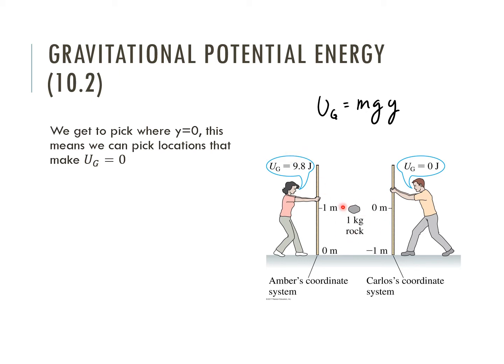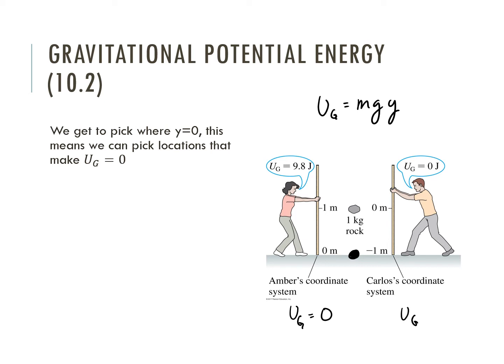For Carlos though, m and g are the same, however y is now 0. So the gravitational potential energy would be 0 where the rock is starting. Now when the rock hits the ground, they would have the same change in gravitational potential energy. So when it's on the ground, Amber would have 0 because y is equal to 0.